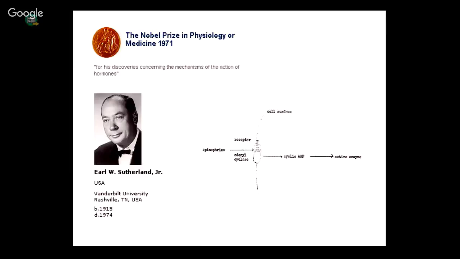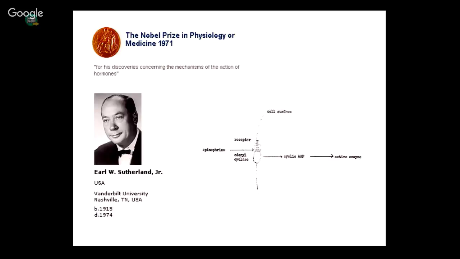So specificity and amplification are key to the success of cell signaling, and this was discovered back in 1971, a long time ago. Any questions so far?